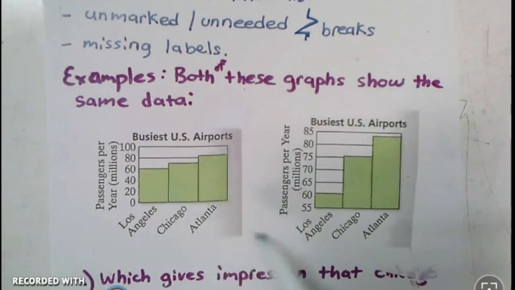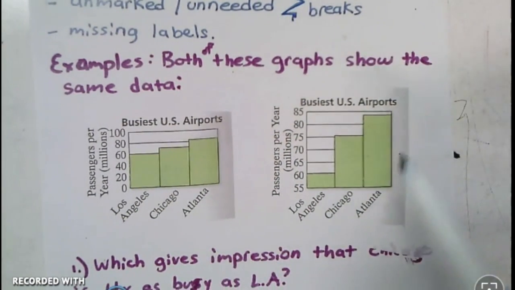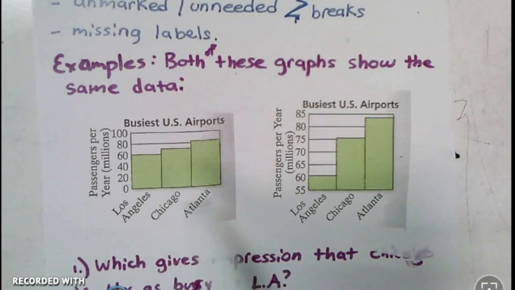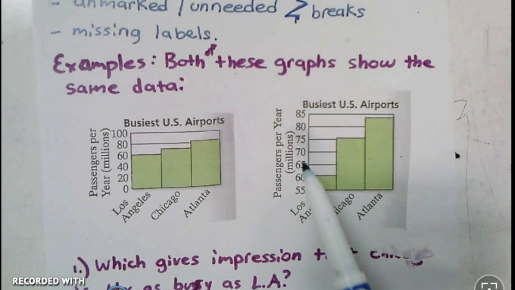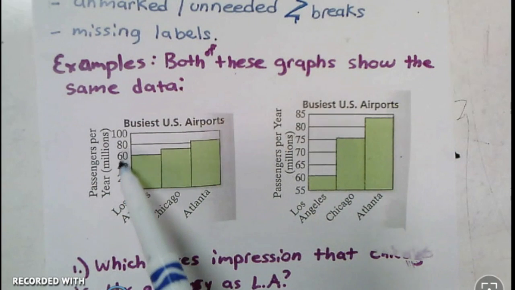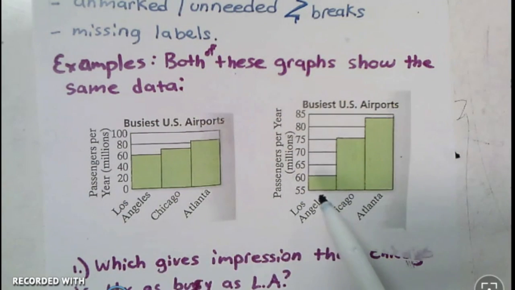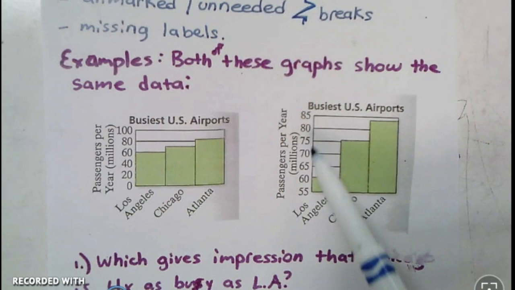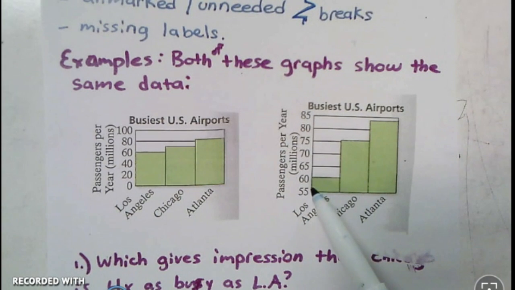We have this graph, and then we have this one, where the thing that is different is the intervals that we're going up by. In this one, the intervals are going up by 20. And in this one, they're only going up by 5. So how is that possible? Well, they cut out all of the numbers from 0 to 55. They just didn't put them in the graph. They also didn't put a break symbol.